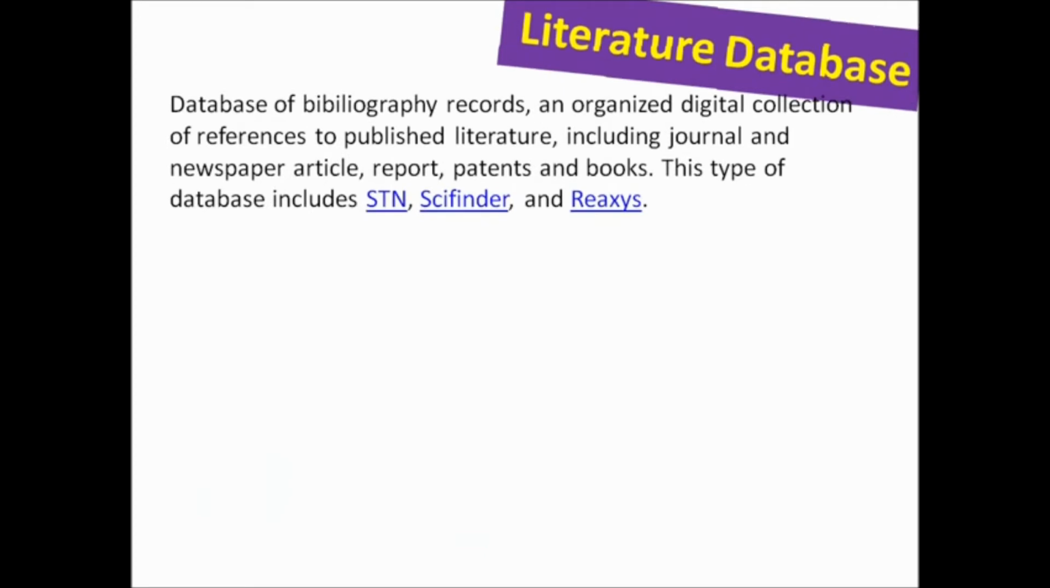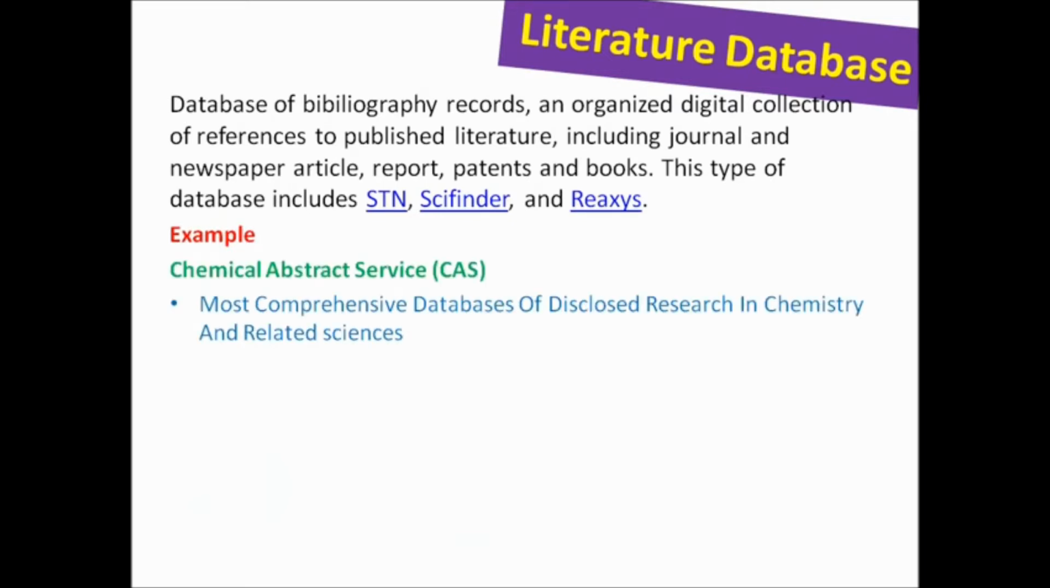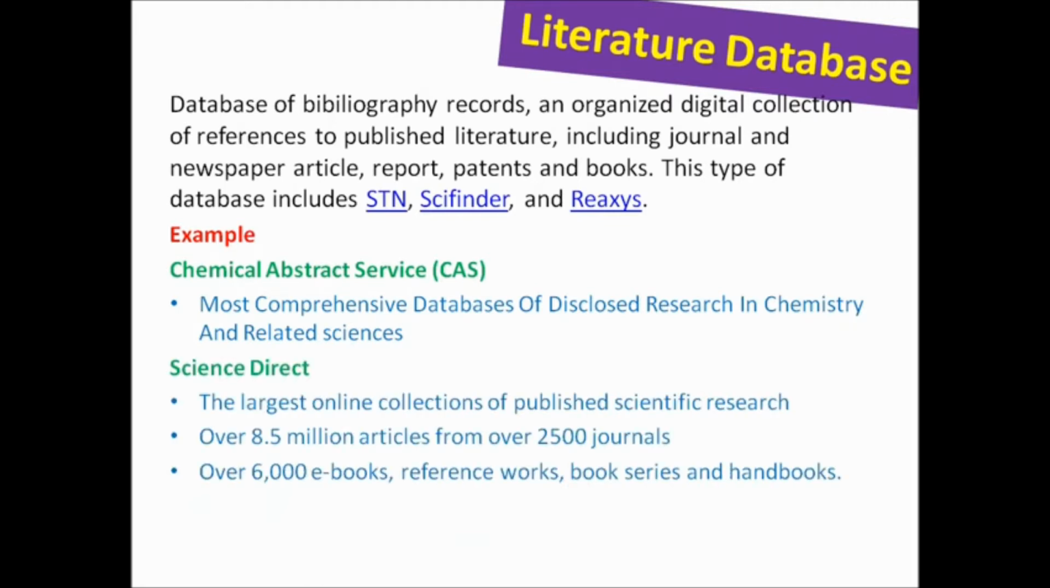Literature database. A database of bibliography records and an organized digital collection of references to published literature, including journal and newspaper articles, reports, patents, and books. This type of database includes STN, ChemSpider, and REAXYS. For example, we have Chemical Abstracts Service (CAS), the most comprehensive database of research in chemistry and related sciences, and ScienceDirect, the largest online collection of public scientific research.